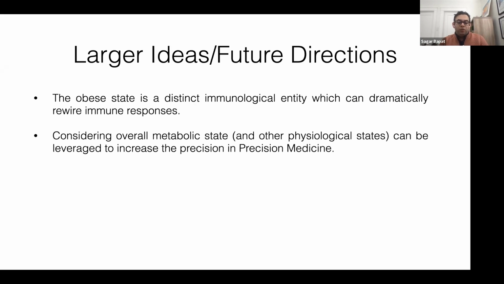And part of my training was as a doctor, as a physician, and we talk a lot about precision medicine. But a lot of the precision medicine, I think, focuses on the genome. And here, I think it's useful to think about the idea that maybe our metabolic state also could be used as a parameter for precision medicine, for giving prognoses and also making decisions about therapy.